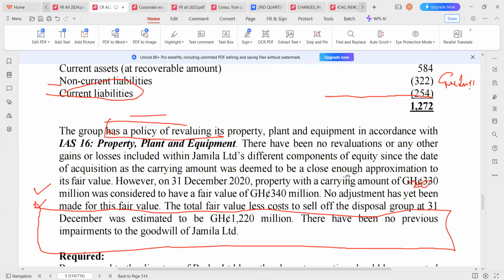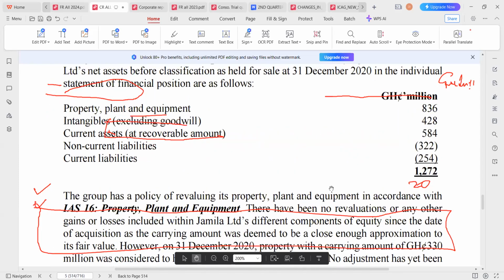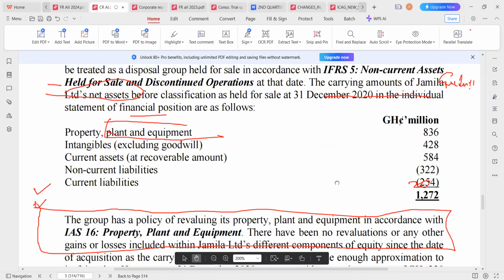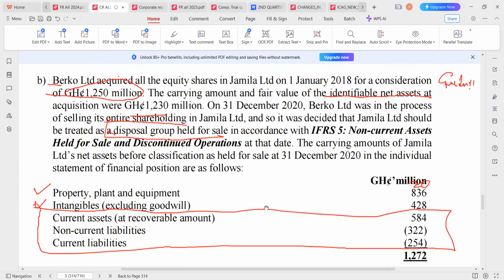That's all. No adjustment to anything again. They said that no adjustment has yet been done with the fair value. The total fair value less costs to sell of the disposal group was 1,022. We are done with this question. But here, watch something else. Let me arrange it. So here, what will be the adjusted carrying amount?